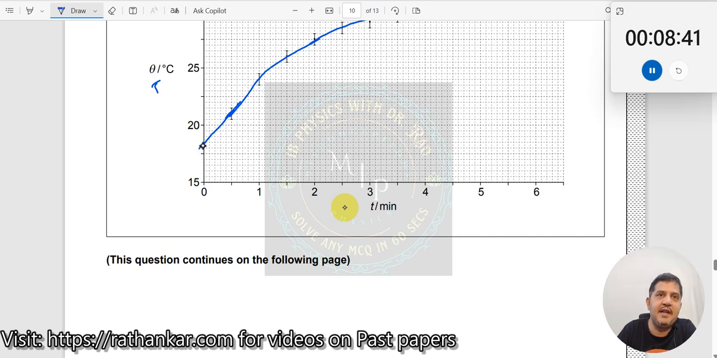What is the value it intersects here? This is going to be 15. This is going to be 17.5. This should be 18.5. So according to me, this is 18.5 degrees Celsius, right? 18.5 degrees Celsius is your initial temperature.